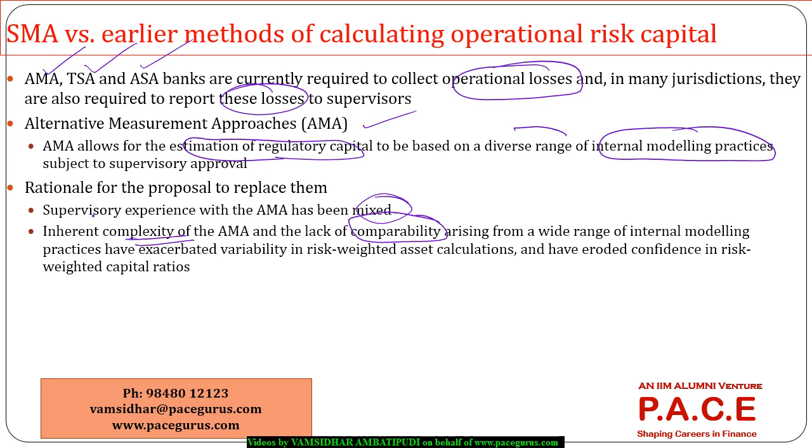And even the risk weighted asset calculations have shown too much volatility across the banks. So whatever capital ratios were computed, the confidence was completely lost. And this is where there was a good motivation for the existing AMA model to be replaced with the new approach of the SMA.